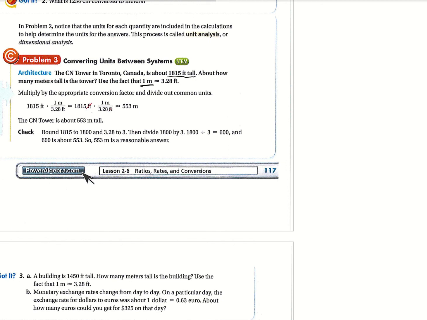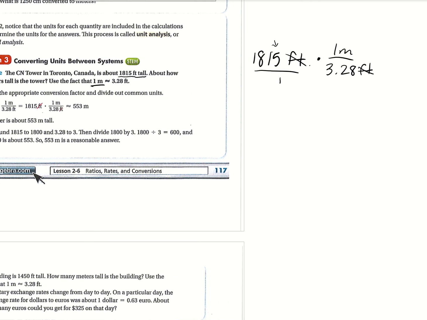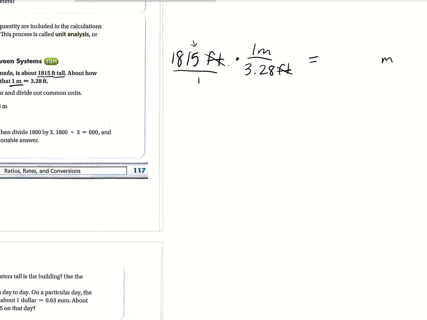All right, so you start out with 815 feet. All right, from there you multiply by 1 meter over 3.28 feet. All right, and the reason for that is you need the feet in the numerator and the denominator to cancel there. And then obviously that 1 doesn't affect anything. So then this will leave us with our unit being meters.